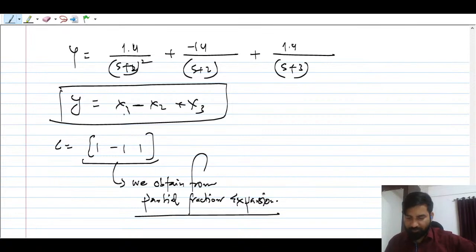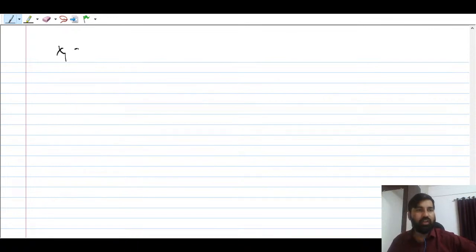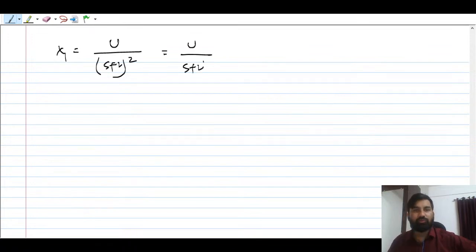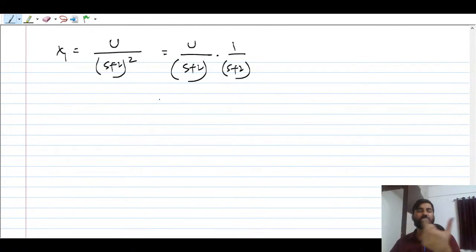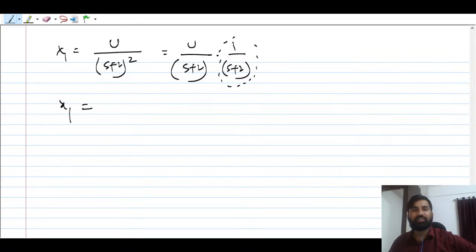Now what you can do here is take x1 is this, x2 is this, x3 is this. And what is this x1? X1 is nothing but u upon (s plus 2) whole square. So you can write this as u by (s plus 2) times 1 by (s plus 2). You can write like this because here (s plus 2) whole square is given.